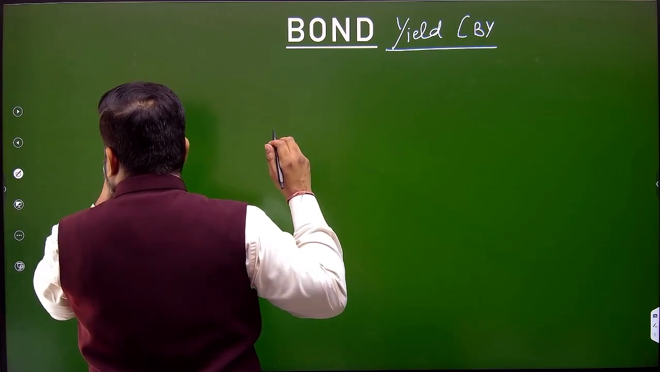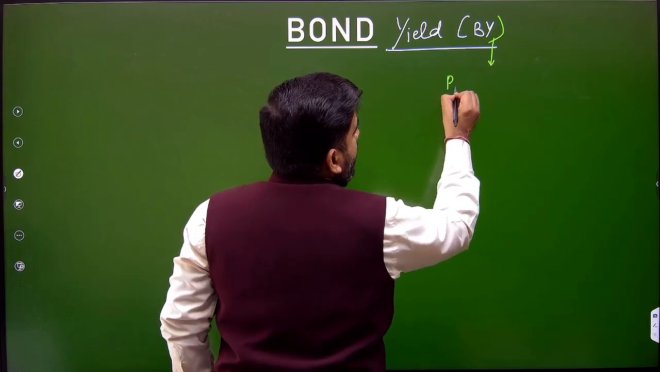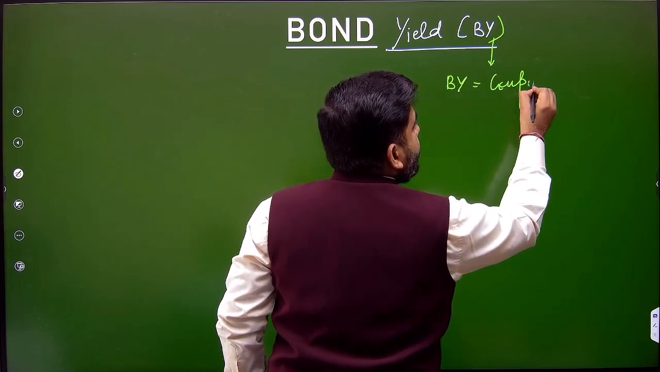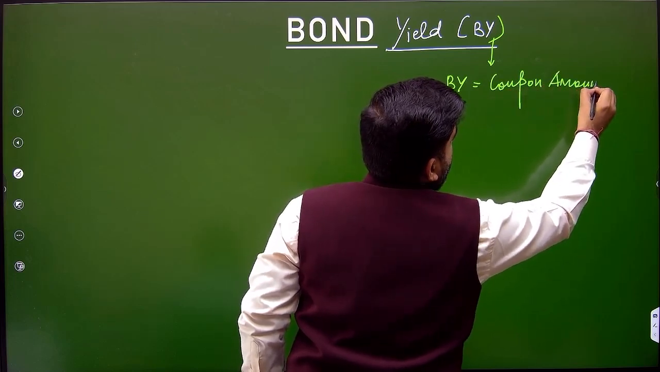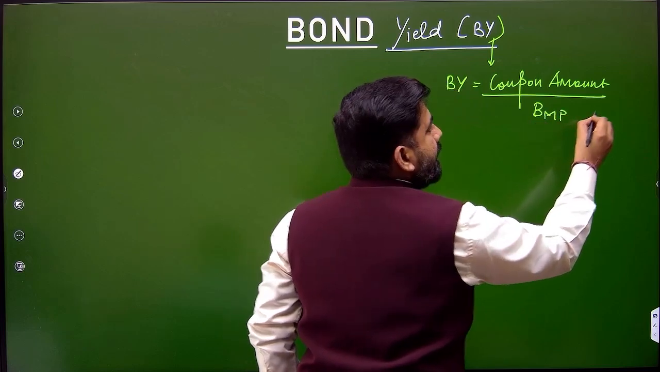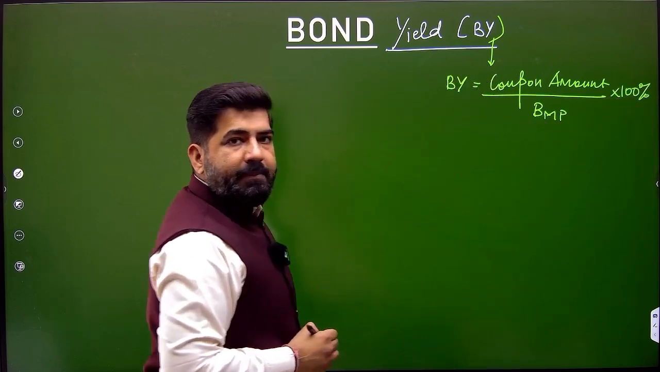Bond yield is calculated as the coupon amount, or the interest amount, divided by bond market price, multiplied by 100%.